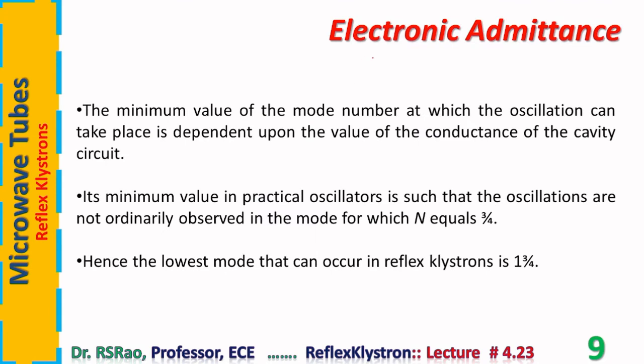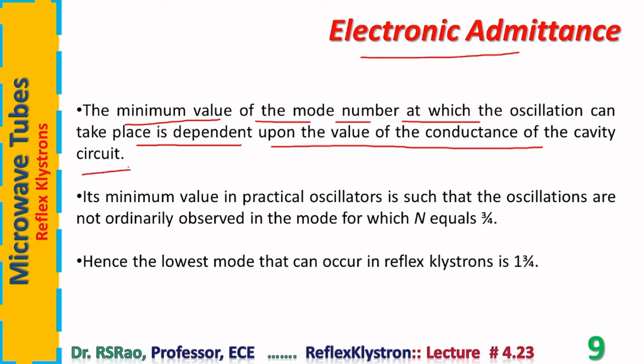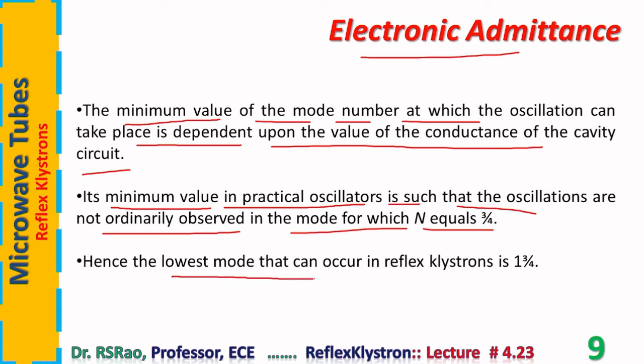Some more points regarding electronic admittance. The minimum value of mode number at which oscillation can take place is dependent upon the value of conductance of the cavity circuit. Its minimum value in practical oscillators is such that oscillations are not ordinarily observed in the mode for which n equals 3 by 4. Hence, the lowest mode that can occur in reflex klystrons is 1, 3 by 4.